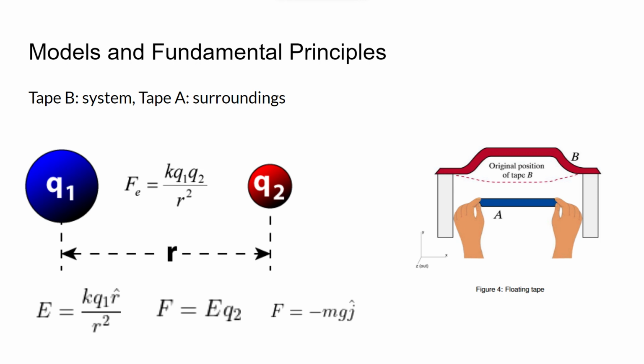For our purposes, the surroundings is tape A and the rest of the universe, and the system is considered tape B. Coulomb's law quantifies the electric force between two charged particles as the product of their magnitudes multiplied by k and divided by the squared distance between them. Gravitational force is equal to the mass of an object multiplied by g, or 9.81 meters per second squared.